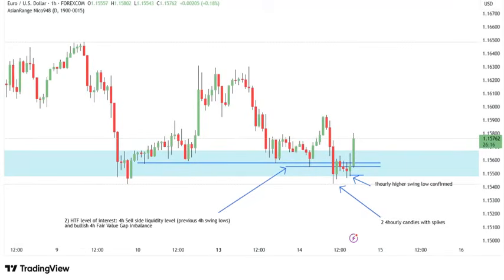Now let's also check the 1-hourly time frame. At that point in time, what was the 1-hourly time frame doing? Same thing. As you can see, it was bullish.